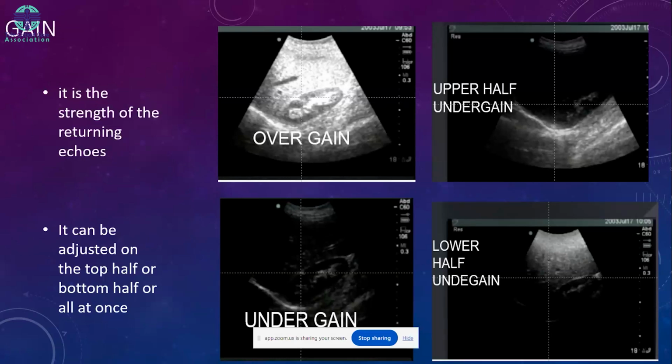So in these images, as you can see, your upper half is undergained. That is where the lower field structures are visualized better. And in the lower image, the lower half of the image is undergained, and that is where the upper structures are better visualized.